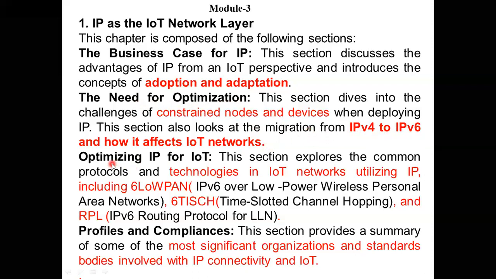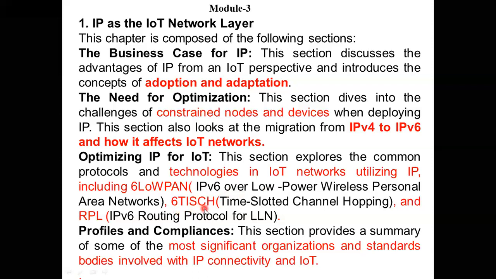Now the third topic is optimizing IP for Internet of Things. You see there they are explaining three important protocols. The first protocol is 6LoWPAN. We already discussed this protocol in the third module. What is the full form of 6LoWPAN? The 6 shows it is IPv6 over Low power Wireless Personal Area Network. It is a wireless technology to move data for low power devices, right? I hope it's clear.